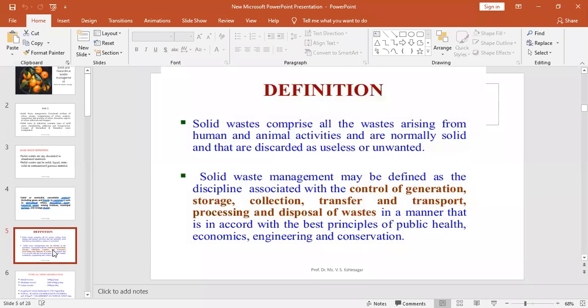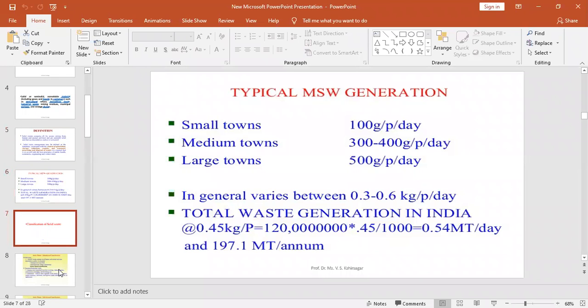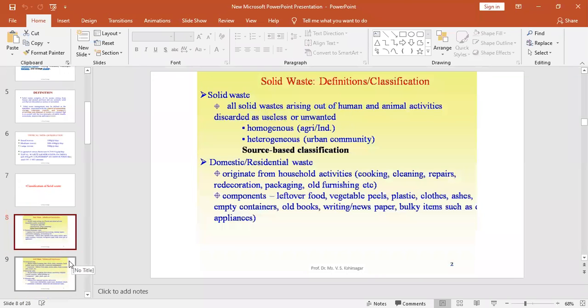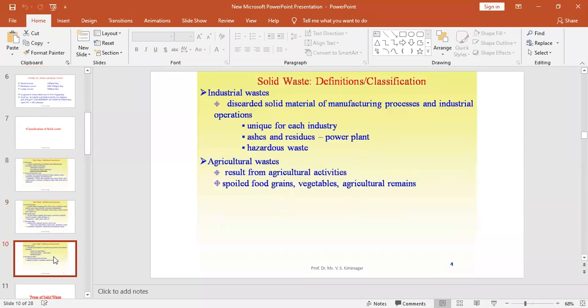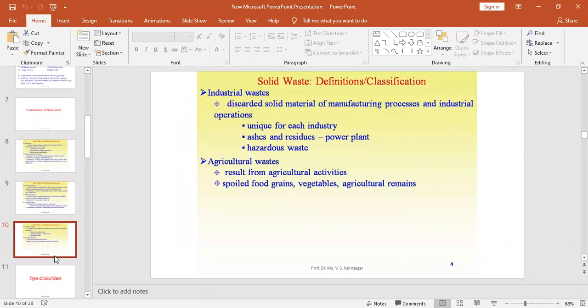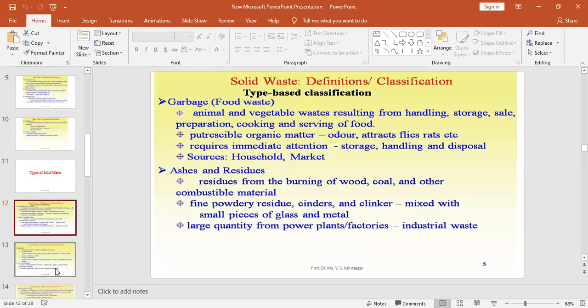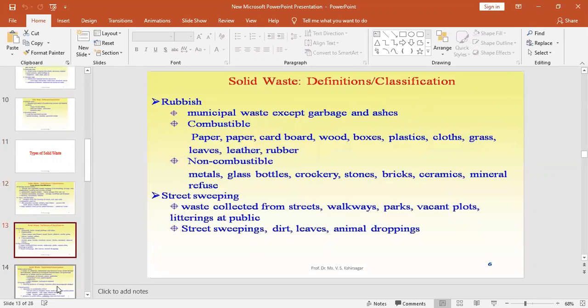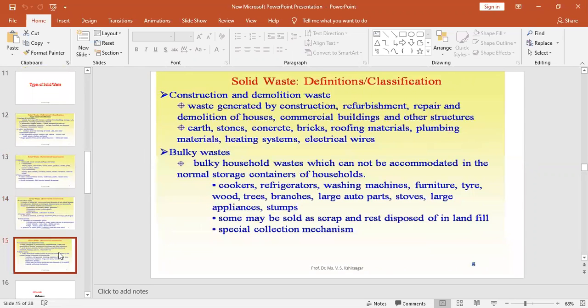Okay, solid and hazardous waste management. We have studied the definitions, then typical waste generation rate. Then we have studied the classification of solid waste on source-based classification, then nature-based classification. Then we have discussed the type-based classification of solid waste, and in that garbage, ashes, rubbish, street sweepings, hazardous waste, sewage waste, and dead animals are included.